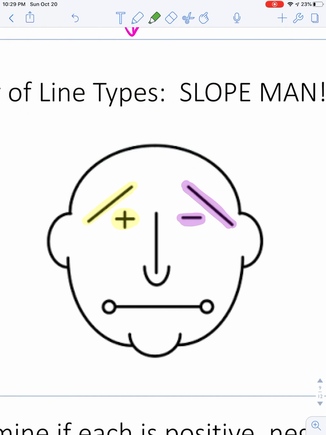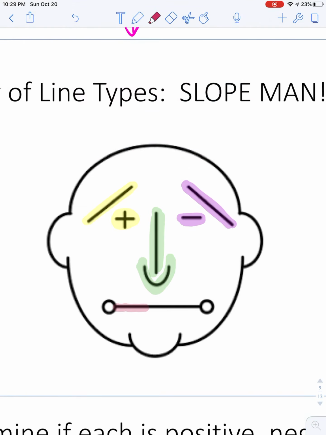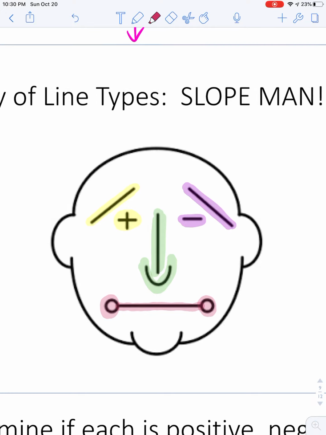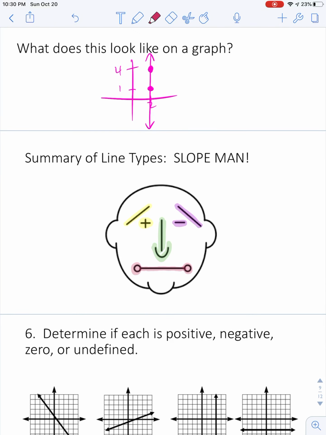When you see a vertical line, it means there's an undefined slope. That's the little nose of the face. And then finally, when you see a horizontal line, it means that the slope is 0. So this face is really helpful in determining what kind of line you're dealing with in a particular problem. I would recommend drawing that face on the top of any quiz or test that you take.